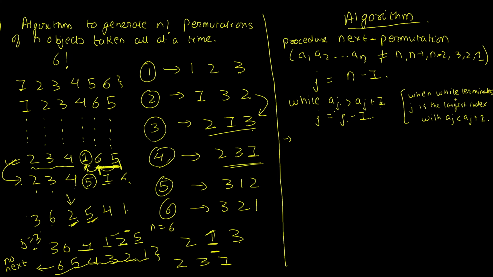And we can also be confident that we have found the largest index because we started looking from the right. Since we started looking from the end, the first thing that we found was the largest index compared to the left. Alright, so now I have found this index. What do I do next?